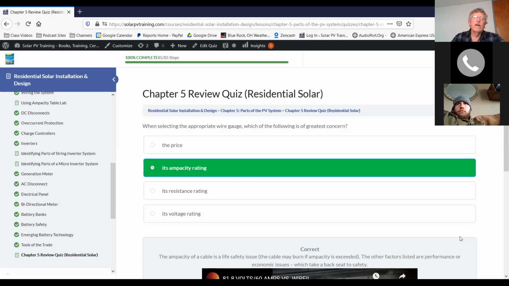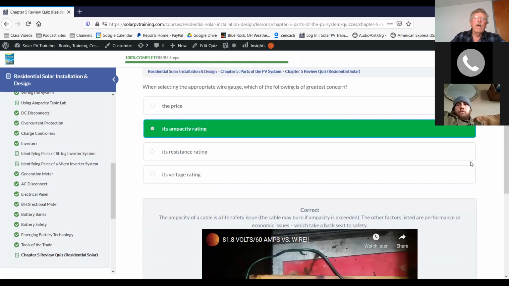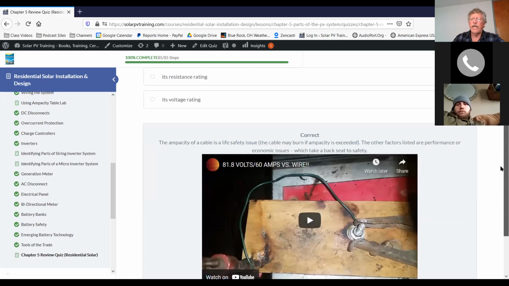Same with price. Voltage rating is often about how much voltage this thing will transmit before it begins to emit or lose some of the voltage through the insulation. So that can be a safety issue because you would feel a tingle, it would be emitting some electricity through the insulation, but it's not as important as the ampacity rating.